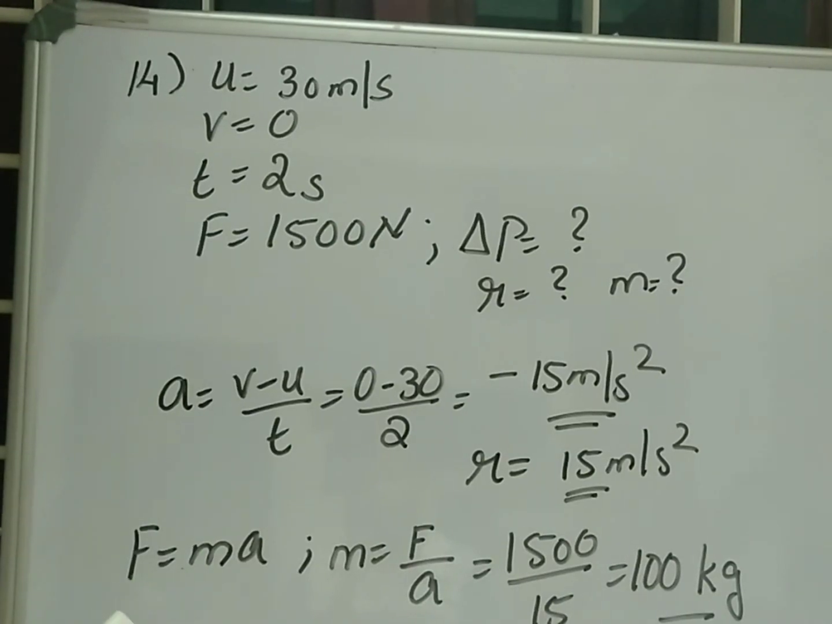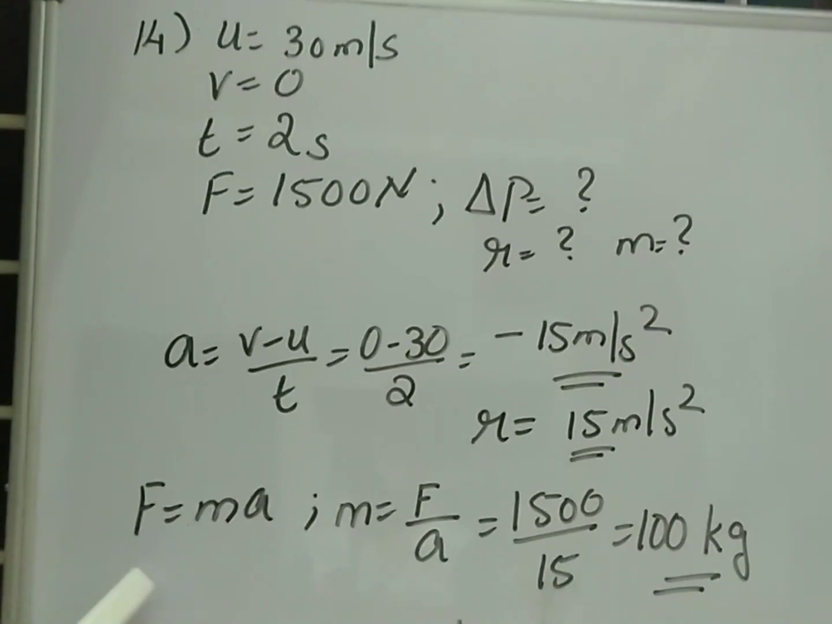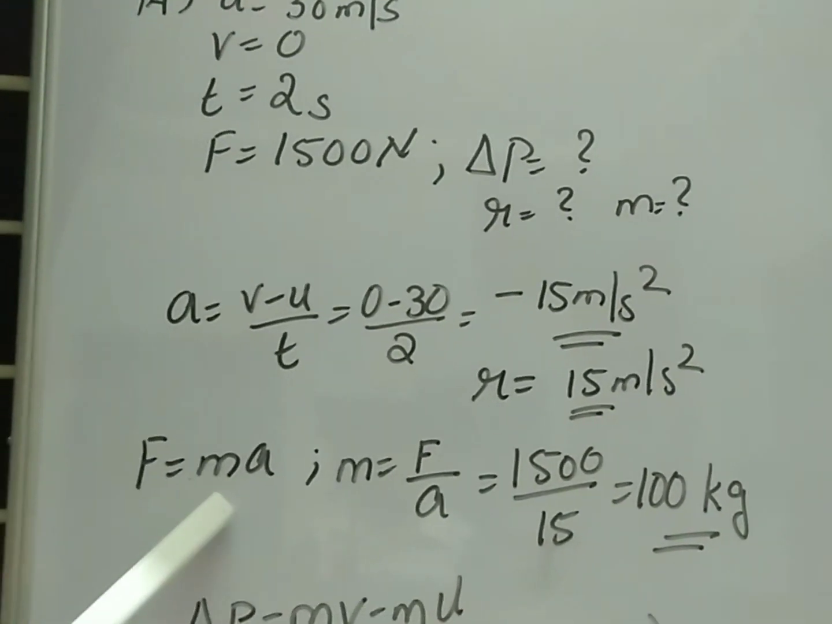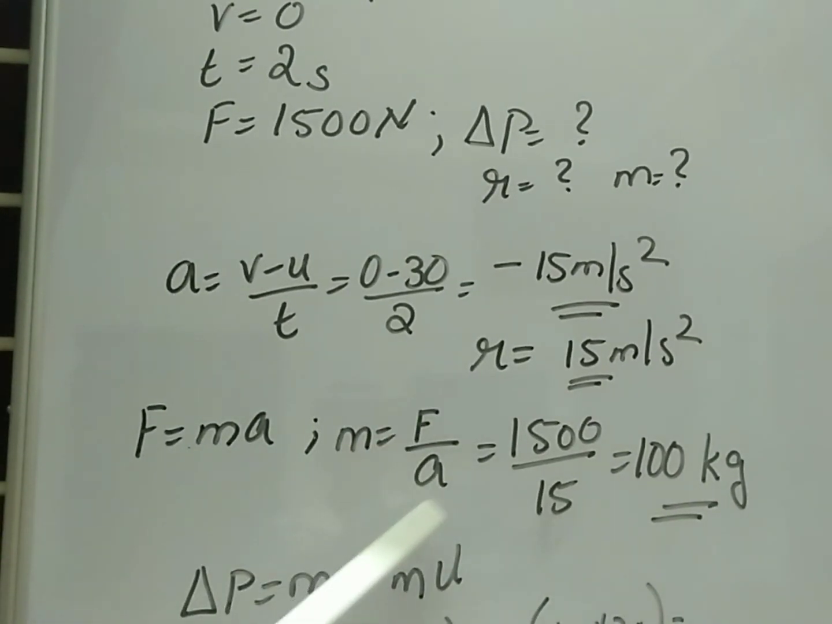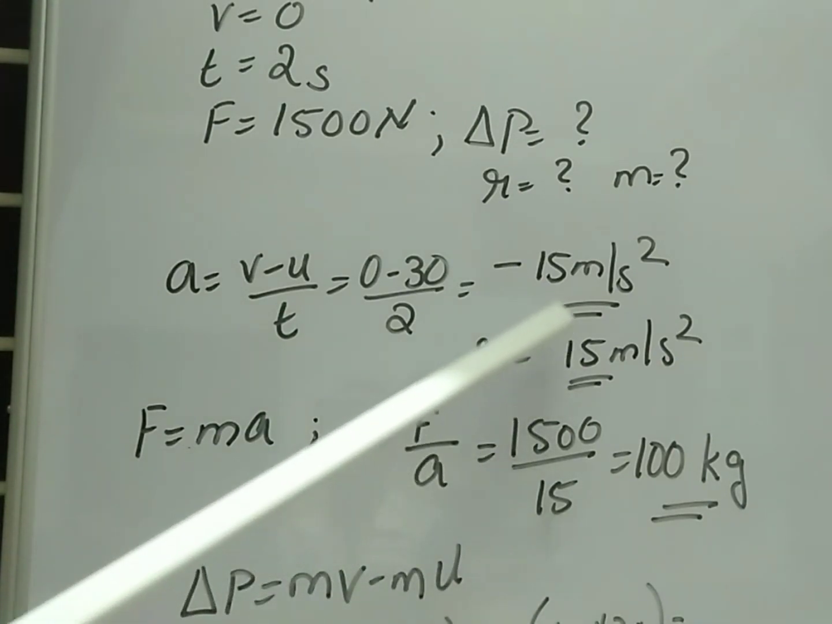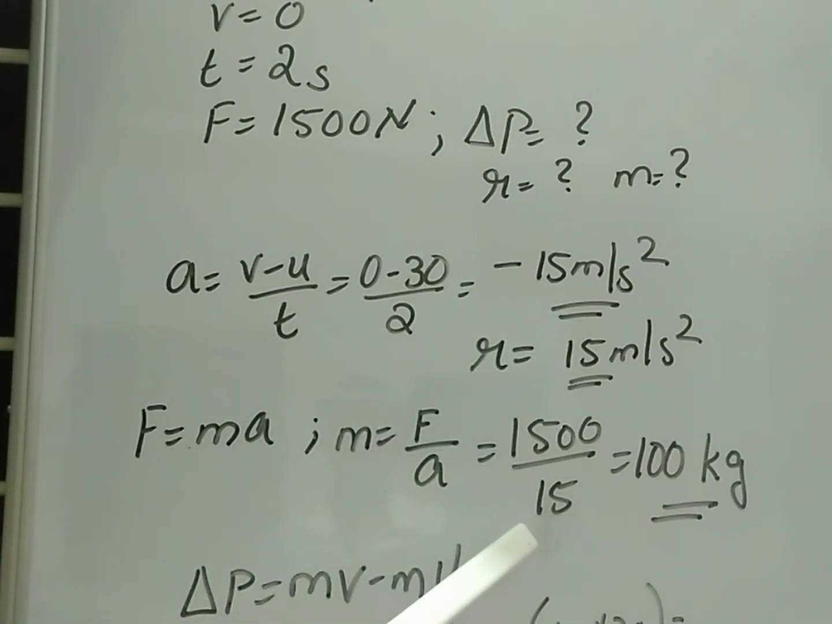Now we can calculate force. F is equal to ma, mass into acceleration. From there, what is mass? Force by acceleration. Force is already 1500 and acceleration we got is 15. We are applying the brake, so we are considering it as retarding force or retarding acceleration. So it is 50. No need to apply the negative because we are finding the retardation.